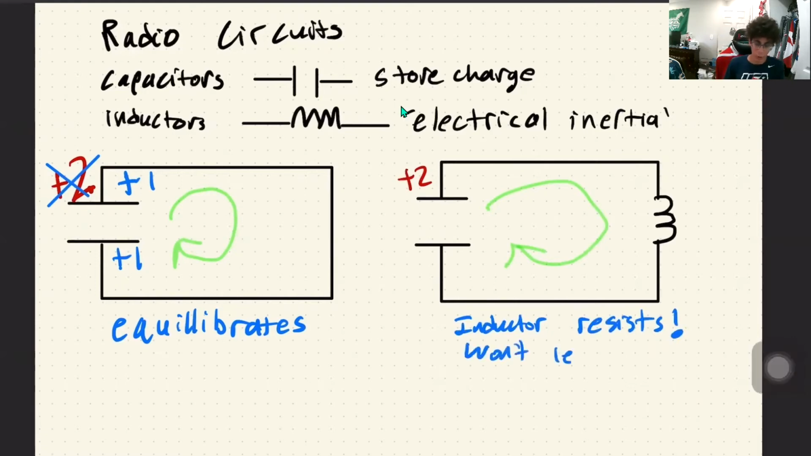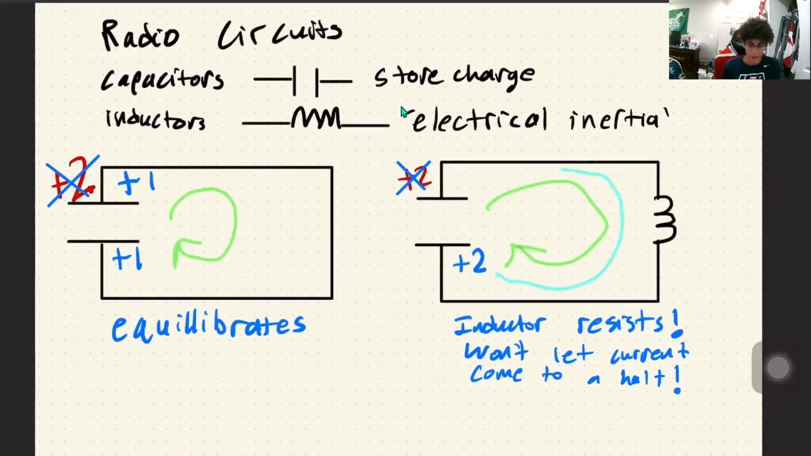The inductor is going to say, "Hold on, I want the current to keep going. I don't want the party to stop." It's going to all flow. You can also think about this, it's more accurate anyway in terms of energy, right? The capacitor had all the potential energy, and now the inductor has it. Now the inductor is saying, now I want to do what I want.